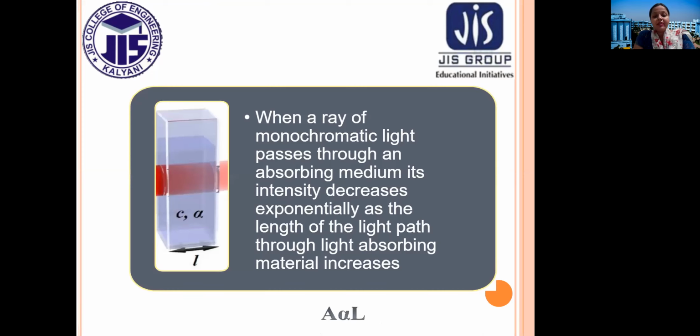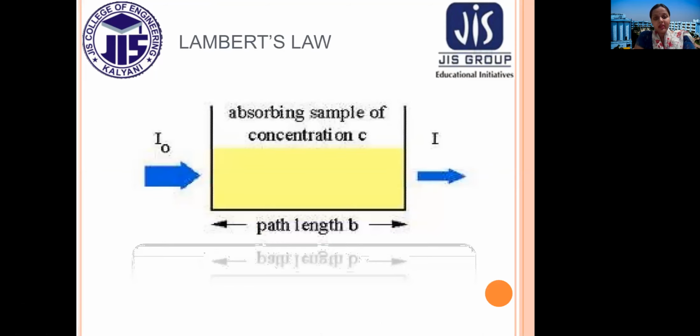Now, when a ray of monochromatic light passes through an absorbing medium, its intensity decreases exponentially as the length of the light path through the light absorbing material increases. So, Lambert's law. Light of intensity I0 falls onto an absorbing sample of concentration C, and light comes out with an intensity of I.